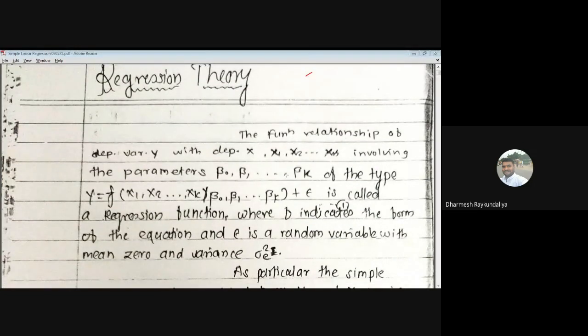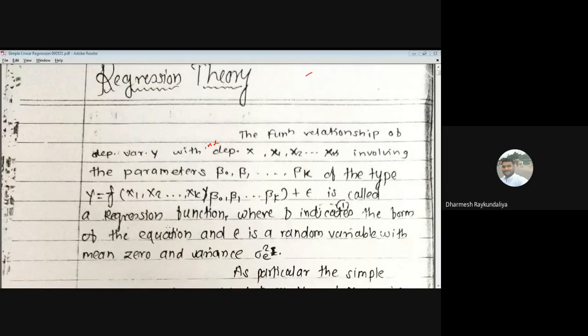Functional relationship of one dependent variable y with independent variables, let us say x1, x2, xk, involving the population parameters beta 0, beta 1, beta k of the type. So suppose we have given that y is equal to f of x1, x2, xk, given beta 0, beta 1, beta k plus epsilon.